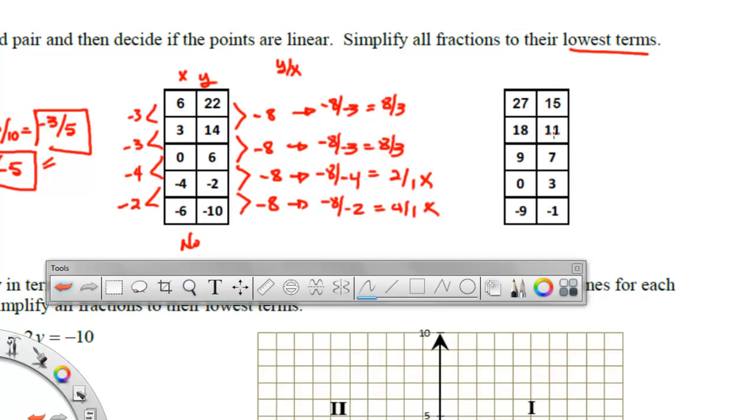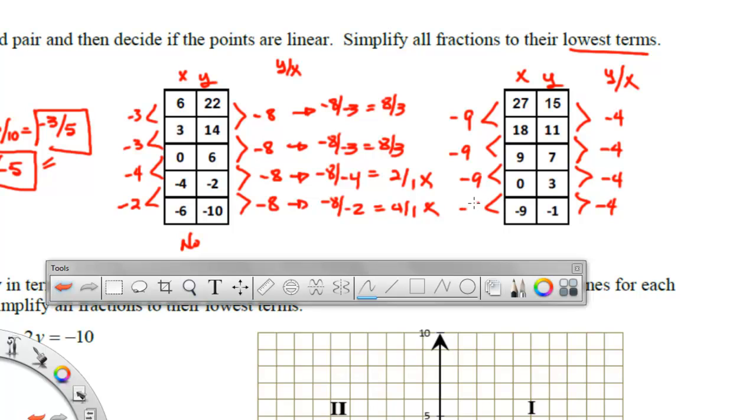All right, 15 to 11. Remember, these are x's and y's. I always want to put the y on top, the x on the bottom. So that's down by 4, down by 4, down by 4, and down by 4. I think this was the easiest of the 3. This goes down by 9, down by 9, down by 9, and down by 9.